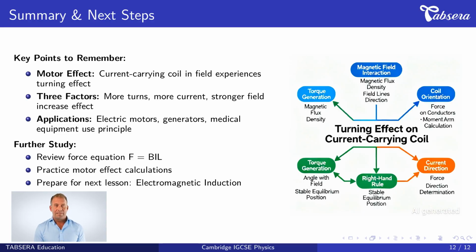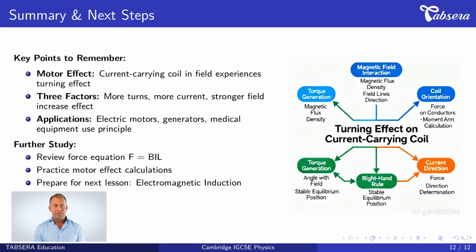Let's summarize today's lesson. The key points to remember are, first, the motor effect. A current-carrying coil placed in a magnetic field experiences a turning effect due to forces acting on opposite sides in opposite directions. This is fundamental to understanding electromagnetic rotation. Second, 3 factors control the magnitude of this effect. More turns in the coil, greater current through the coil, and stronger magnetic field all increase the turning effect proportionally.